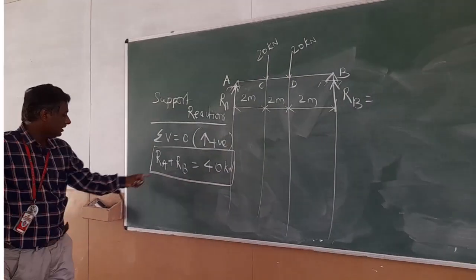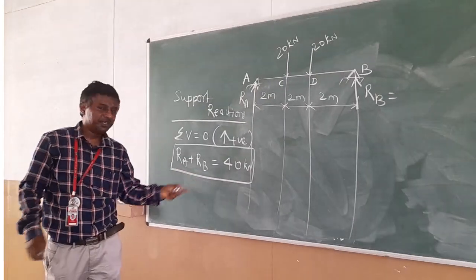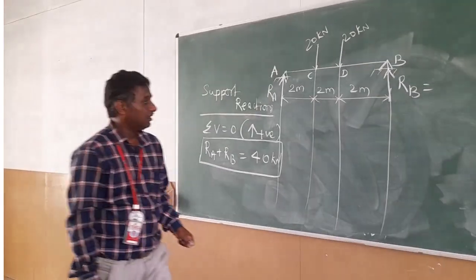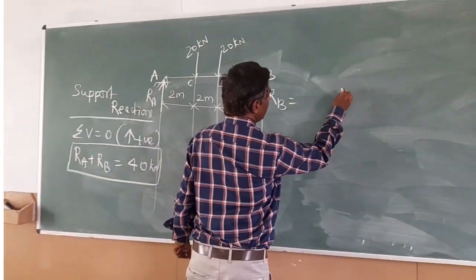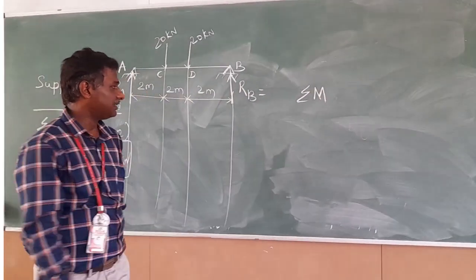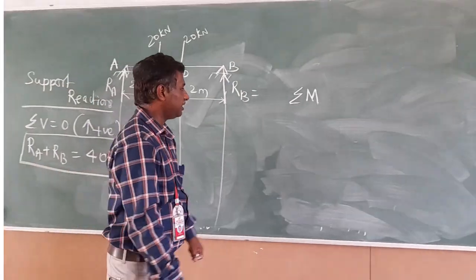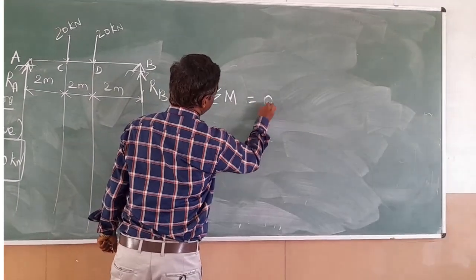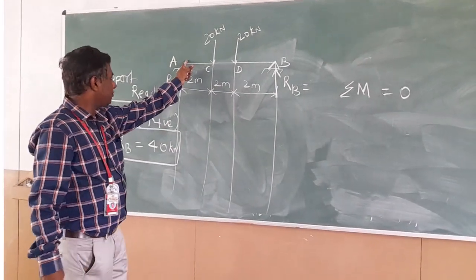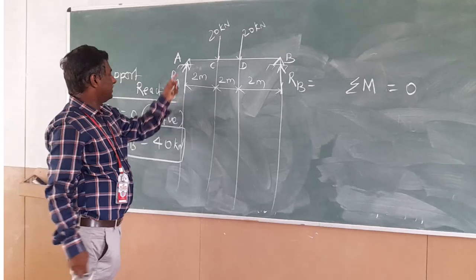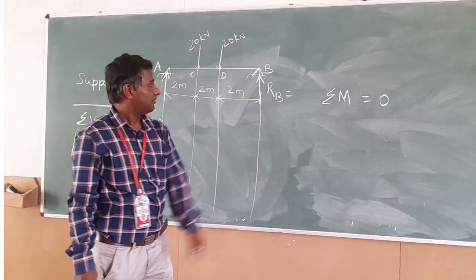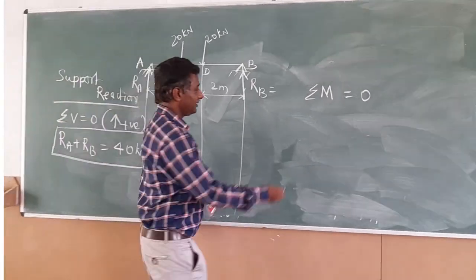Out of this, what about the RA and RB contribution? They will take care of the loads. So let's move on to using another equilibrium equation, that is the algebraic sum of the bending moment at any arbitrary point equal to 0. I have already told that to take the point where the support is there, either A or B. This time let's move on to the support B.